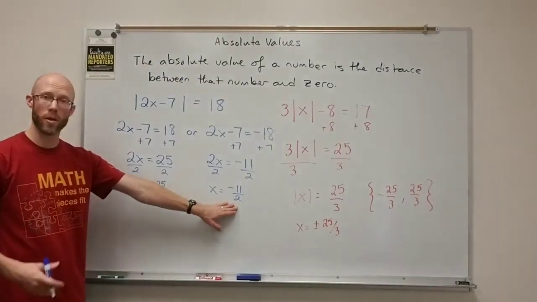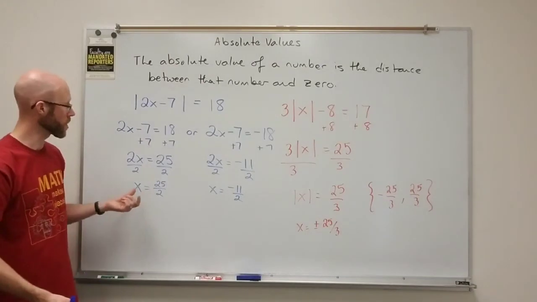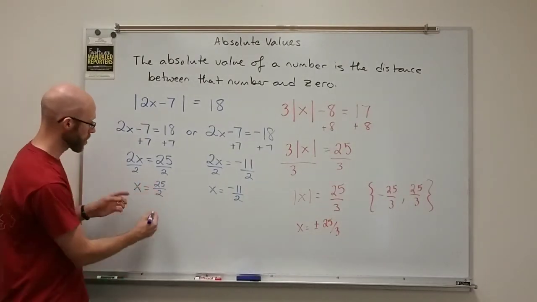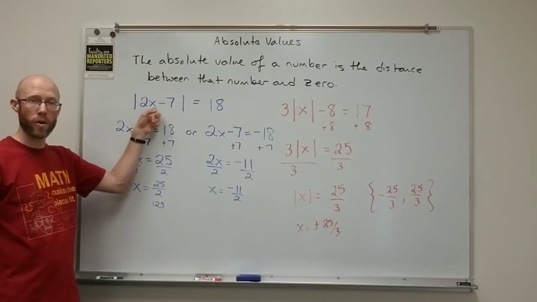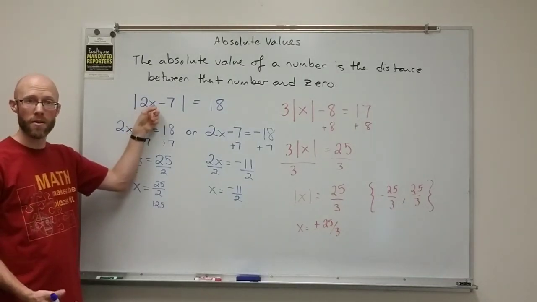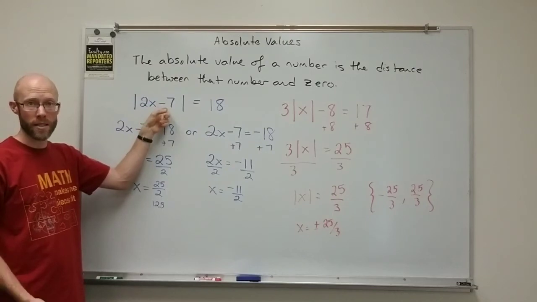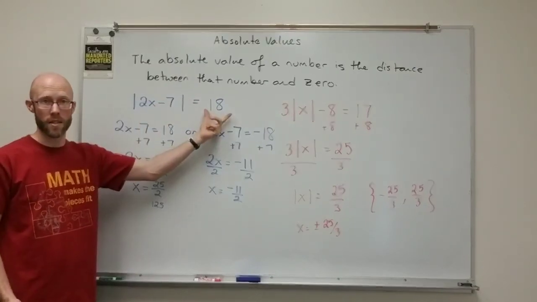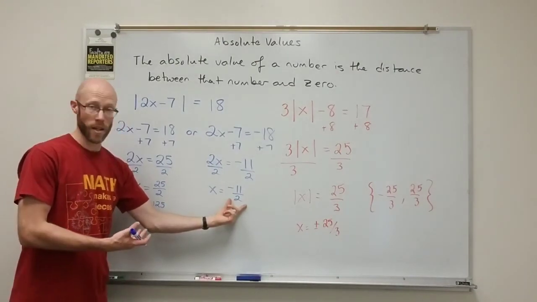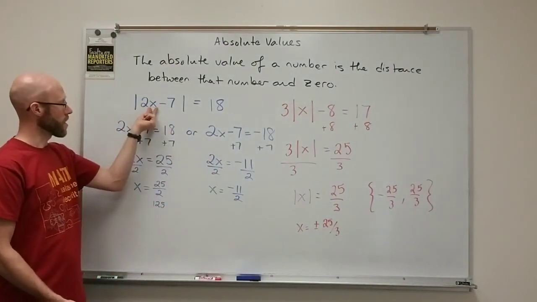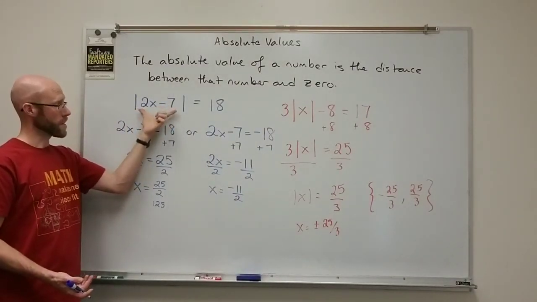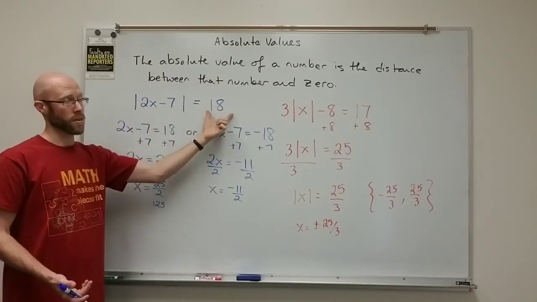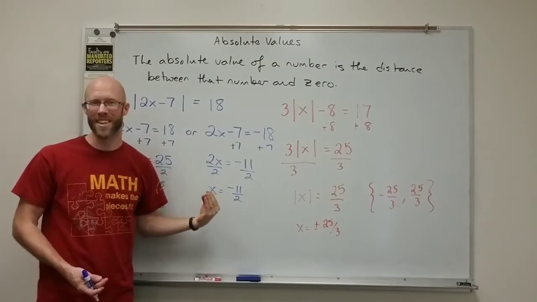Then these two numbers go into the solution set because they're both solutions. If you think about this, let me just take one of these for example. This one in decimal form is 12.5. If I put 12.5 into this equation, 2 times 12.5 is 25. 25 minus 7 is 18, and the absolute value of 18 is 18. If I were to put negative 5.5 in here, negative 5.5 times 2 is negative 11, minus 7 is negative 18, and the absolute value of negative 18 is 18. So both of these are solutions.